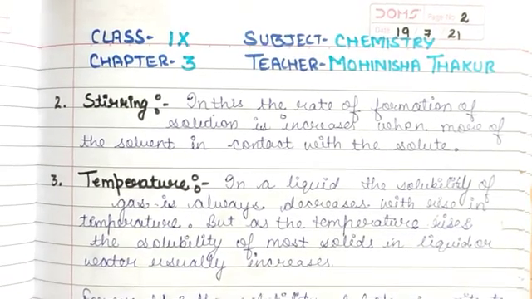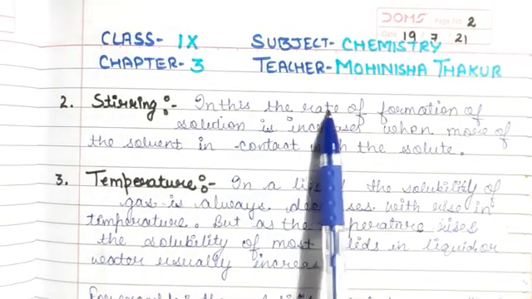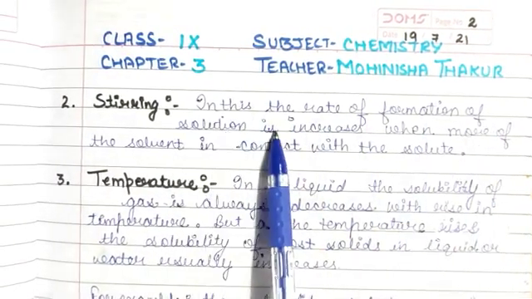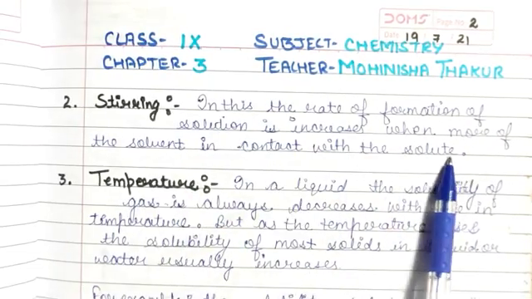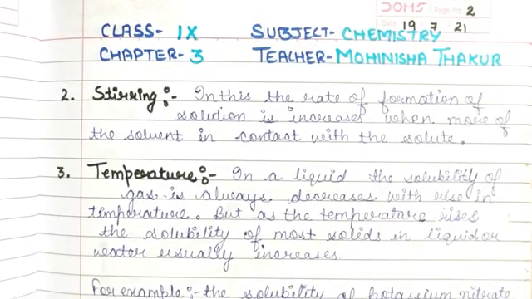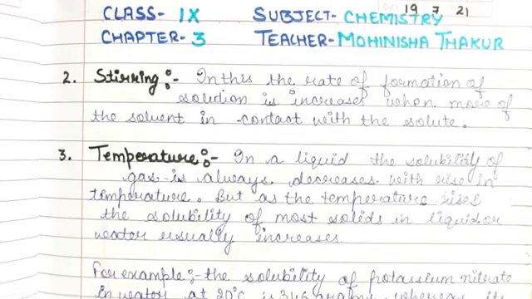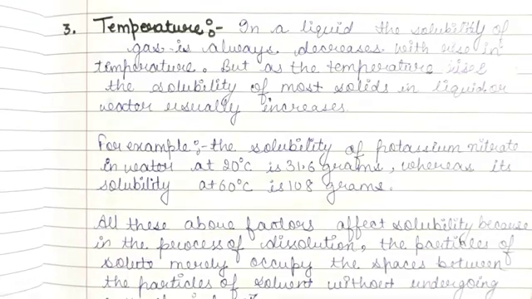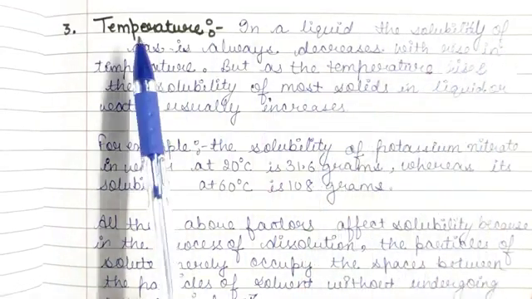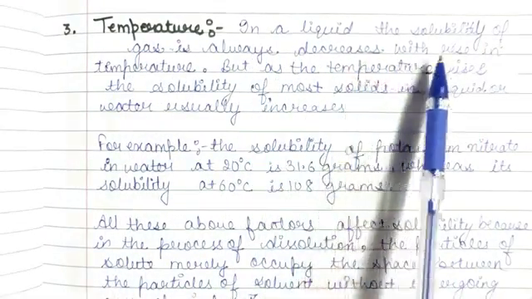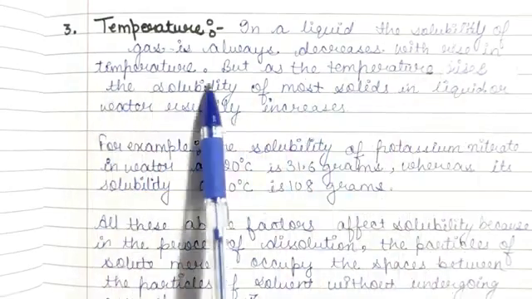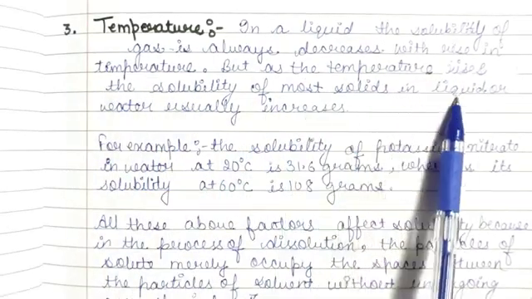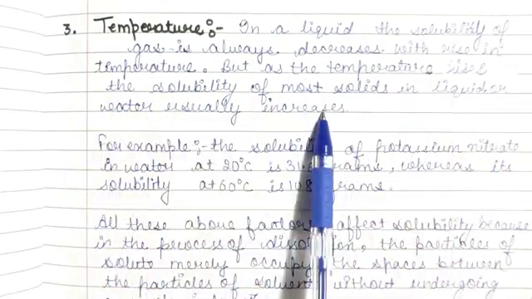Number 2 is stirring. In this, the rate of formation of solution increases when more of the solvent is in contact with the solute. Number 3 is temperature. In a liquid, the solubility of a gas always decreases with rise in temperature, but as the temperature rises, the solubility of most solids in liquids or water usually increases.